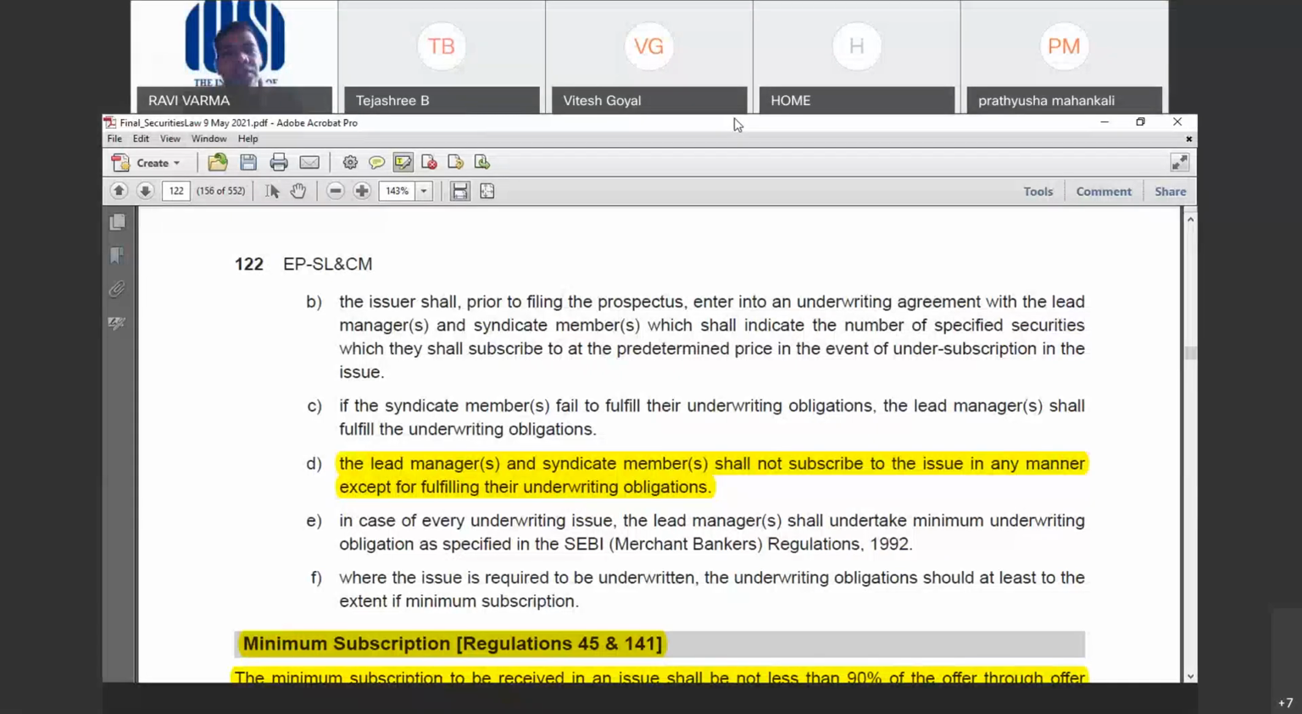In the preferential issue, I said it is to a selected group, and in the preferential issue you cannot allot the shares to a person who has sold shares in the last 6 months, or to a person who has failed to subscribe in the last 1 year. So ineligibility, I ask you particularly to check.